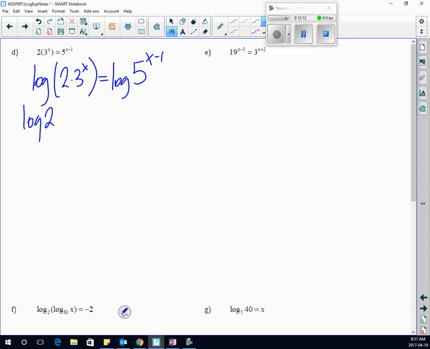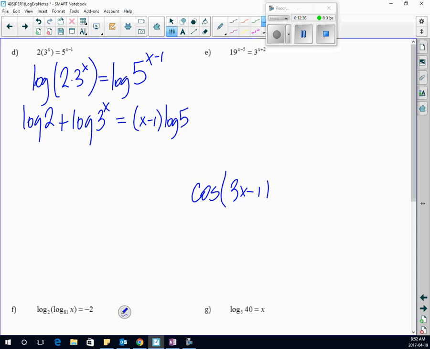Stop it. What does multiplication get expanded to become? You're making stuff up if you're timing stuff now. Huh? Oh, yeah. Plus log 3 to the power x equals, if you want, you can put this in the next step. Okay, again, this is just like cosine. If I had cosine of 3x minus 1, was there a formula for it?